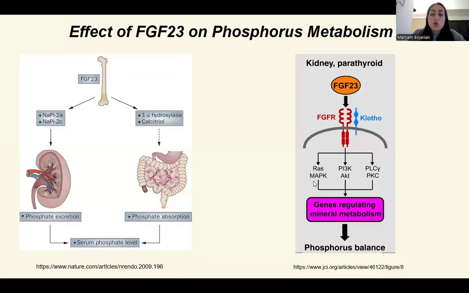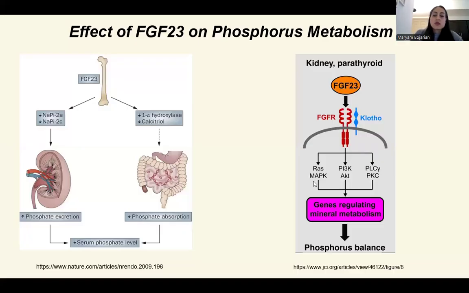So high phosphate or high vitamin D levels stimulate the production and secretion of FGF23 from the bone, and circulating FGF23 travels to the kidneys, and with the help of membrane alpha klotho as a co-receptor, activates a signaling pathway. This signaling leads to decreased renal phosphate reabsorption and decreased production of active vitamin D, or calcitriol, by suppressing the 1-alpha hydroxylase enzyme. The overall effect is a reduction in serum phosphate and vitamin D level, maintaining mineral balance.